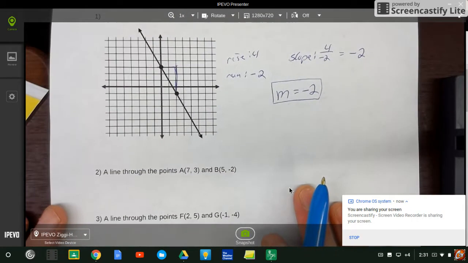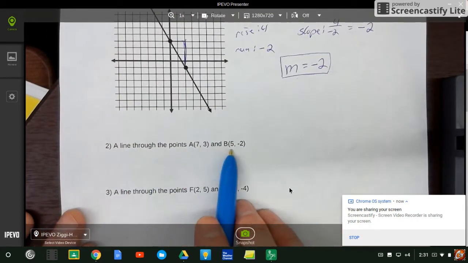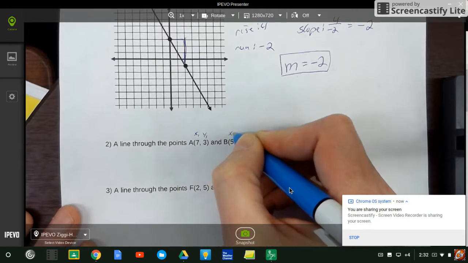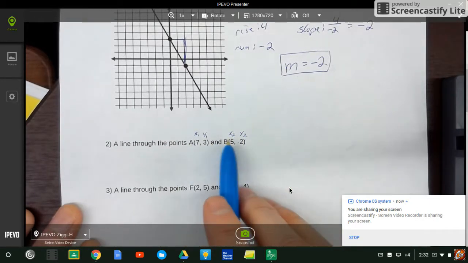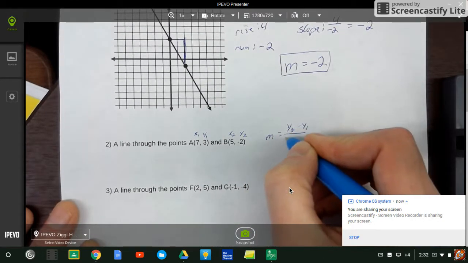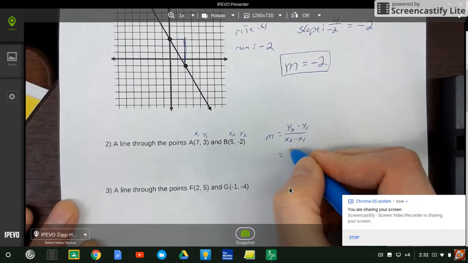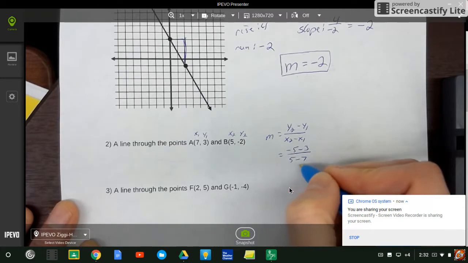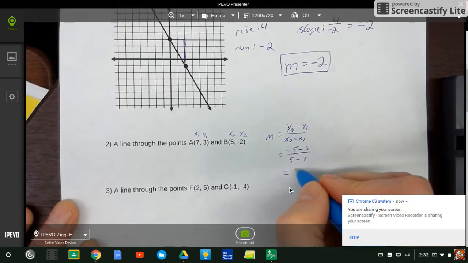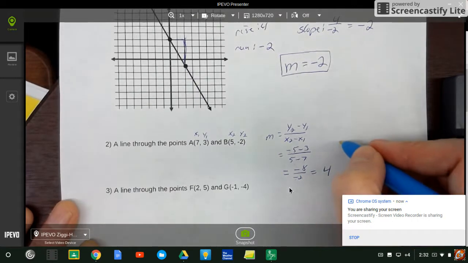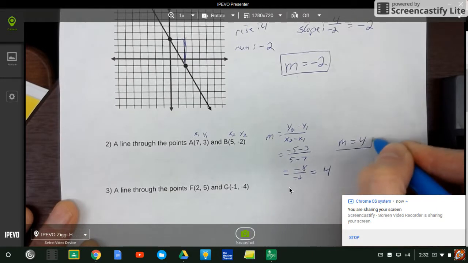So when I look at my next problem, the line through these points, I want to find the slope. What a lot of people like to do is they'll label these x1, y1, x2, y2. That helps them keep track of which one is which. So my slope formula, y2 minus y1 over x2 minus x1. So that's going to be negative 5 minus 3 and 5 minus 7. Watch your arithmetic, okay? Negative 5 minus 3 is negative 8. 5 minus 7 is negative 2. That simplifies to a positive 4. Negative divided by negative is positive. So the slope is positive 4.